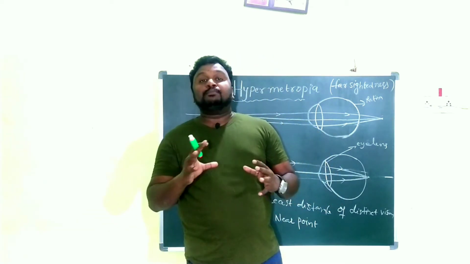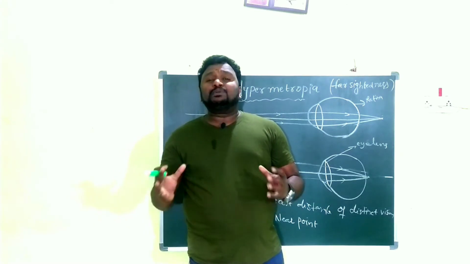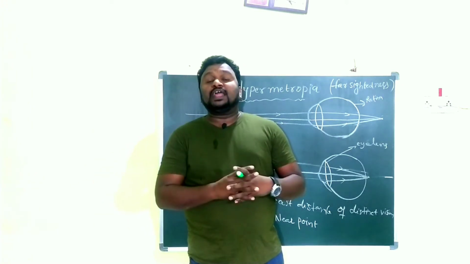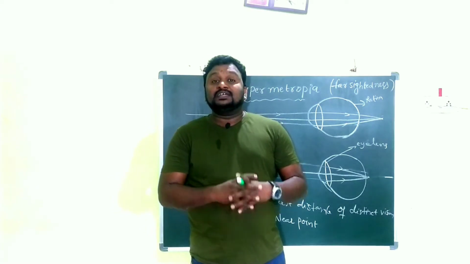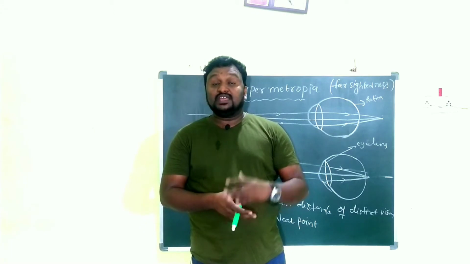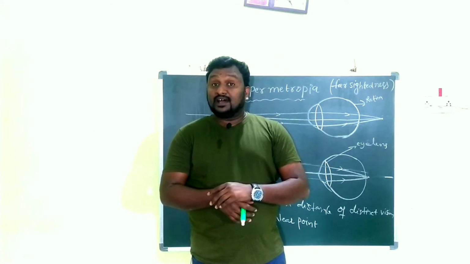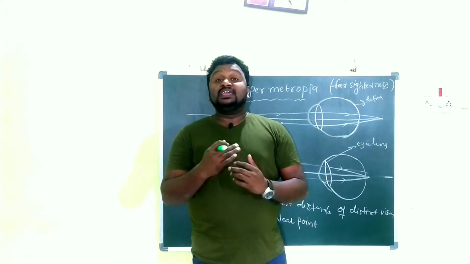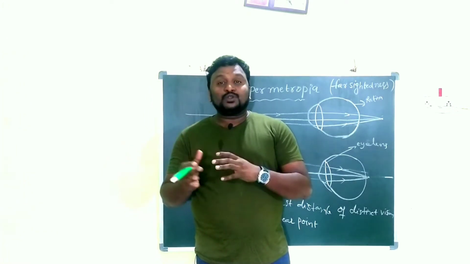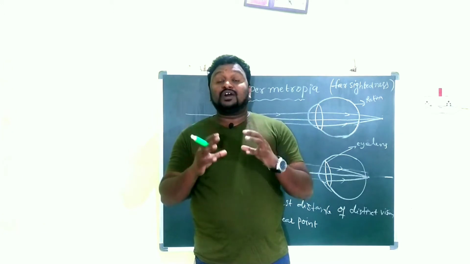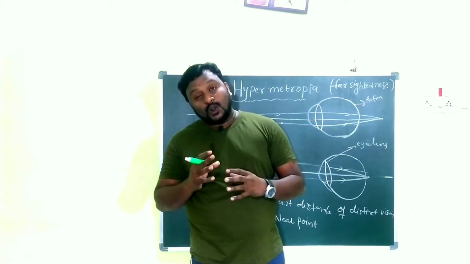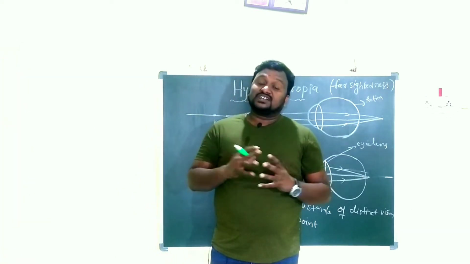What is meant by hypermetropia? Hypermetropia is one of the eye defects. The people who have hypermetropia are able to see far objects, but they are unable to see nearer objects. Clear? So hypermetropia is also called farsightedness.